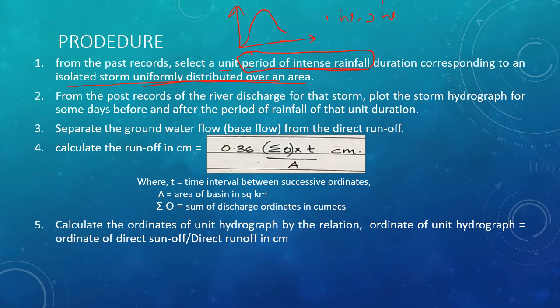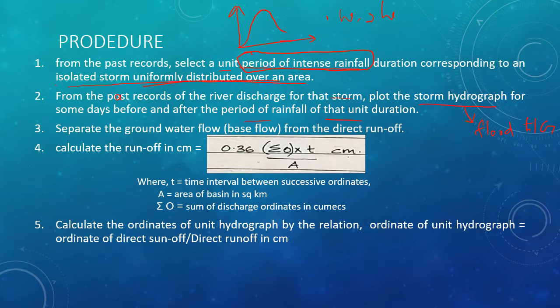Now from the past records of the river for that particular storm, we have to plot the storm hydrograph or flood hydrograph for some days before and after the period of rainfall of that unit duration. So we will be having previous data of the major river that is flowing through the catchment that we are considering, and we will be studying that data before and after the storm that we are considering.